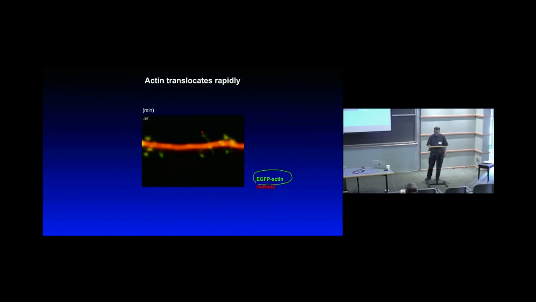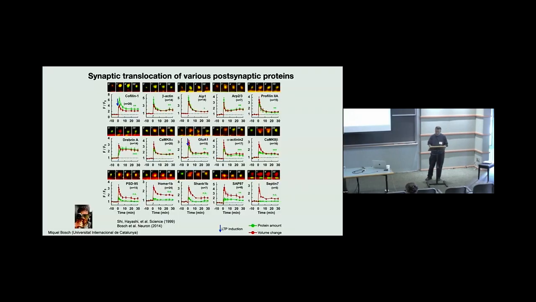Here we tagged actin with GFP, basically protein X, the test protein, and co-expressed a red fluorescent protein as a volume filler. When you induce LTP by photo-uncaging of glutamate, you can see an increase of volume, indicated by the red color, and an increase of the protein of interest, indicated by the green color. In the case of actin, you can see a rapid increase of actin within the dendritic spine after LTP induction. This is the data of many different proteins we tested. This is the AMPA receptor, and actin is here. You can see that when you induce LTP, actin is increased and volume increased.